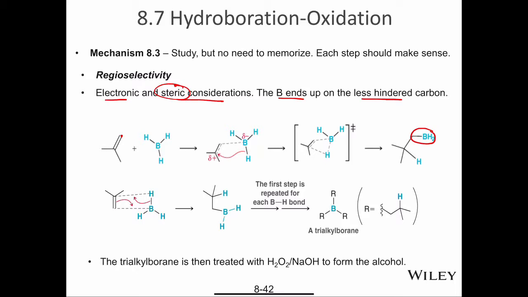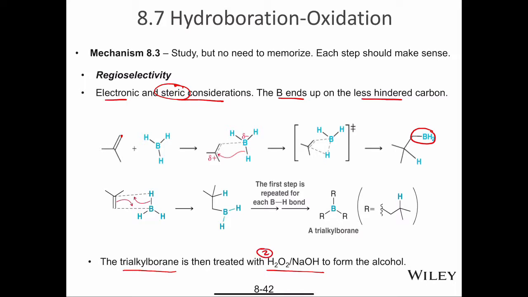Now, in terms of electronics, the attack of the pi bond triggers a simultaneous hydride shift. As the pi bond attacks the empty p orbital of the boron, one of the vinylic positions can begin to develop a partial positive charge. This developing partial positive charge then triggers a simultaneous hydride shift. Then the trialkylborane is going to be treated with hydrogen peroxide and sodium hydroxide in step 2 to form the alcohol.